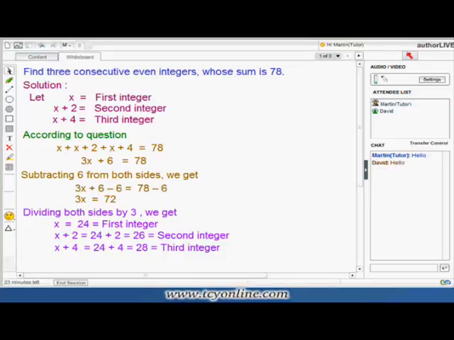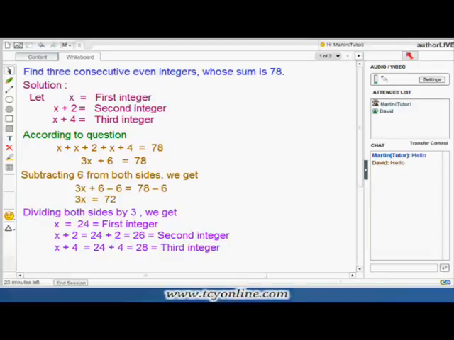In this example, we need to find out three consecutive even integers whose sum is equal to 78. Let us suppose x is the first integer. As the integers are consecutive and even, so second integer should be equal to x plus 2, and the third integer will be equal to x plus 2 plus 2, that is x plus 4.